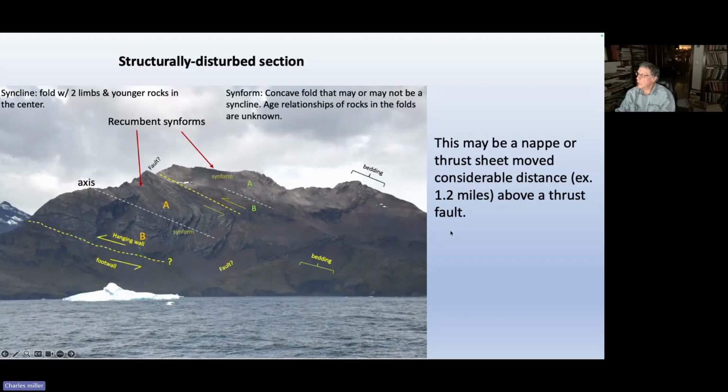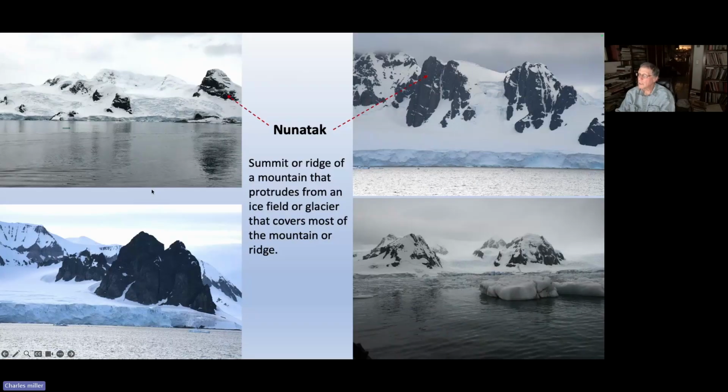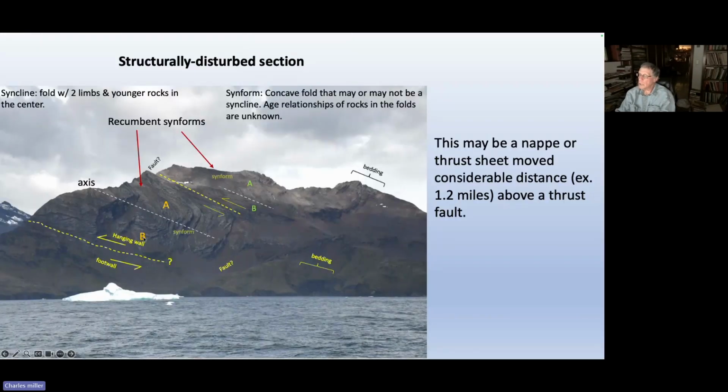Now we come to South Georgia for a structurally disturbed section. This is a nappe or a thrust sheet. This is inferred, all inferred. We didn't get to go there. I was on a ship. I want to call your attention to the bedding up here and compare that to the bedding down here so you can see the big difference. Over here, you can see the axis of this fold. You can see an axis of this fold. This is a recumbent fold. You can see two sides, A, B, and this is another recumbent fold. You can see it if you look carefully.